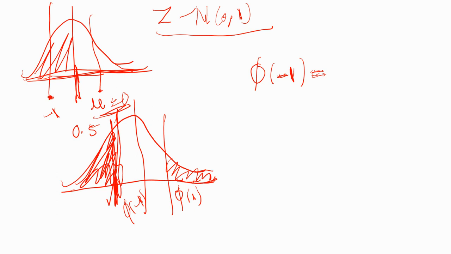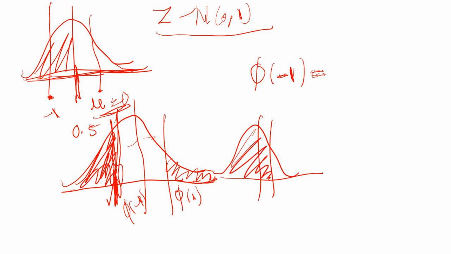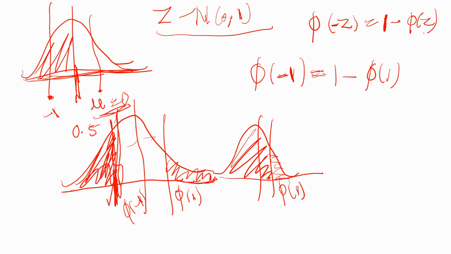So what we do here is we take 1 and then subtract phi 1. If you take 1 and you subtract this area, this is phi 1, you will be left with this portion. So this is equal to 1 minus phi 1. So this is the basic formula: phi of minus z is equal to 1 minus phi z.